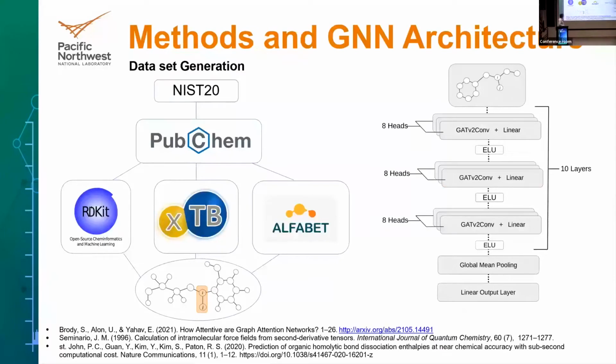So for dataset aggregation, we were using NIST20 and a variety of different databases to ultimately aggregate three different datasets: one for RDKit, xTB, ALFABET, into structural databases for our different graphical representations. Our neural net was comprised of 10 layers of GATv2 convolution, 8 heads apiece, going into global mean pooling with a linear output layer.